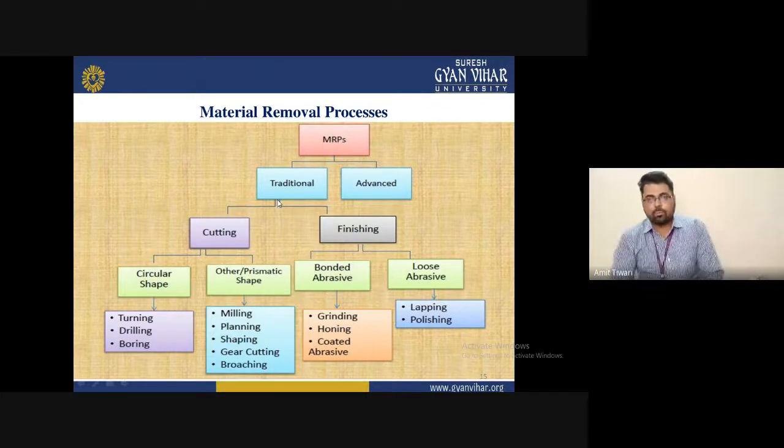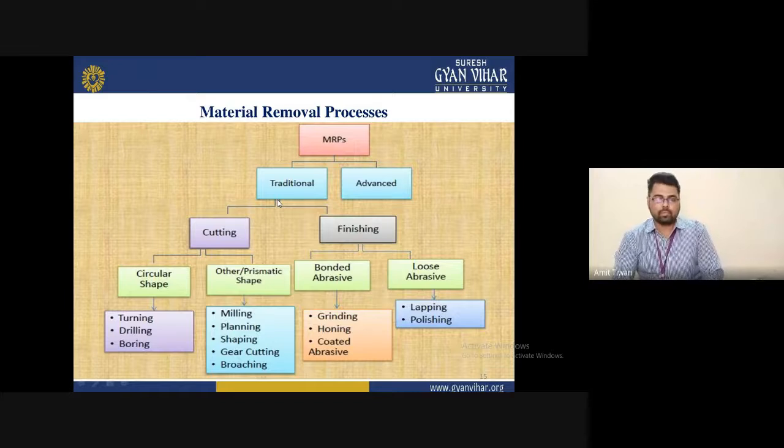With the help of the material removal processes, you will be able to understand which process is selected for which type of operation for a particular shape. If you want to produce a circular shape, you use turning, drilling, and boring. For lapping and polishing, you select loose abrasive. For a prismatic shape, you select milling, planing, shaping, gear cutting, and broaching. So these are the processes and structure of material removal from the surface of the workpiece.